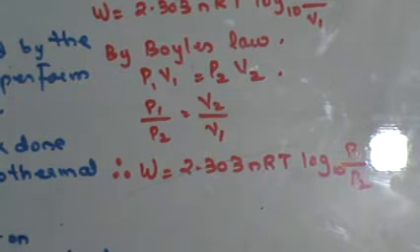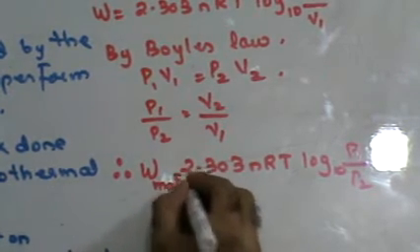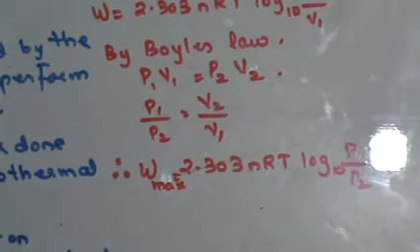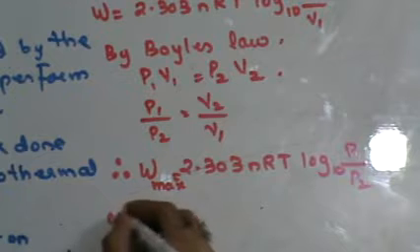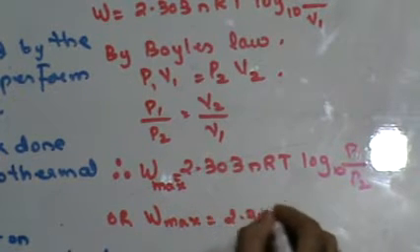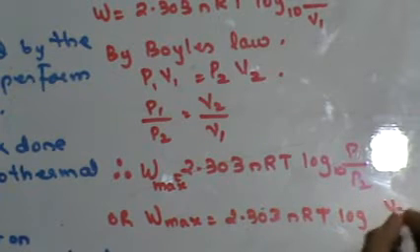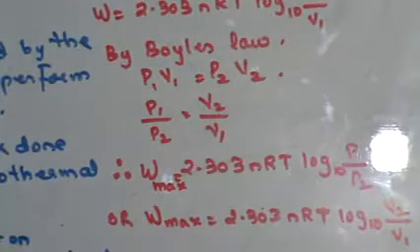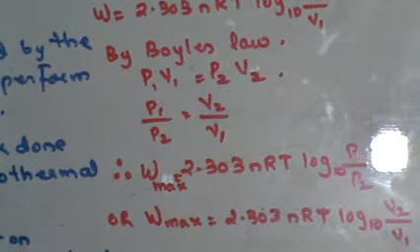Now this work is going to be the maximum work done because it is done in a reversible and isothermal process. So this work is going to be my W max. So W max is either 2.303 nRT log of P1 by P2 to the base 10 or W max is equal to 2.303 nRT log of V2 upon V1 to the base 10. That's how you find out the maximum work done in a process. Do you get this?